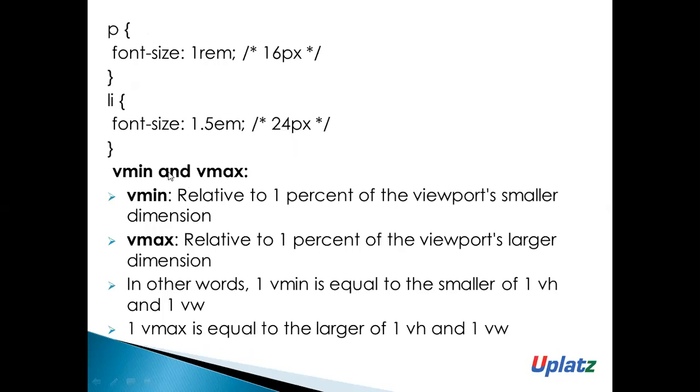So next is Vmin and Vmax. Vmin is relative to 1% of the viewport's smaller dimension, and Vmax is equivalent to 1% of the viewport's larger dimension. So in other words, 1 Vmin should be equivalent to the smaller of 1 VH and 1 VW. So 1 Vmax is equivalent to the larger of 1 VH and 1 VW.